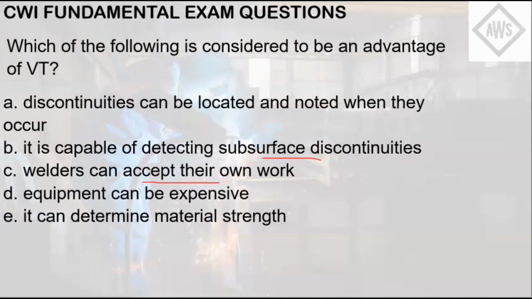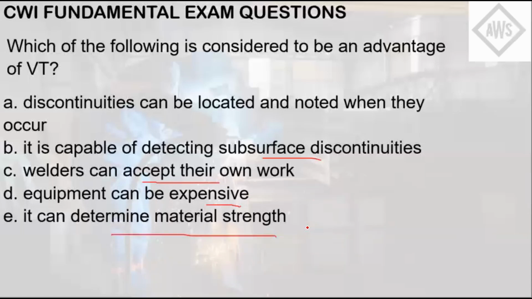Letter D, equipment can be expensive. Definitely, equipment is expensive, but there are other defects that are best detected by, for example, X-ray or RT or UT. But this is not an advantage of VT, because different NDT methods have their own advantages, right? So this is not the main advantage for visual testing, because there are other more effective NDT methods that are more appropriate for a specific kind of discontinuity to be detected. You cannot determine the material strength by just looking at it.